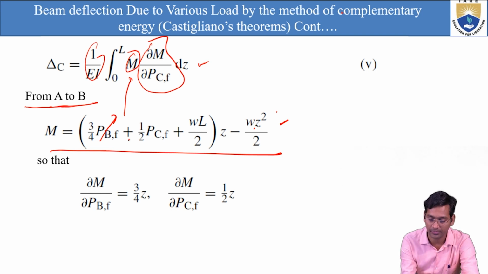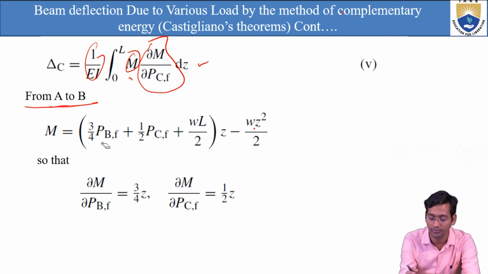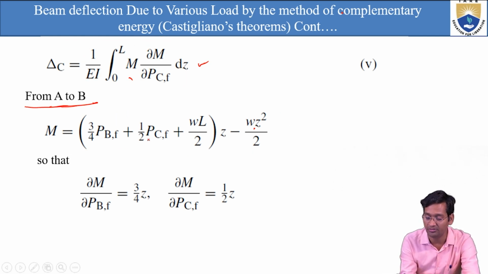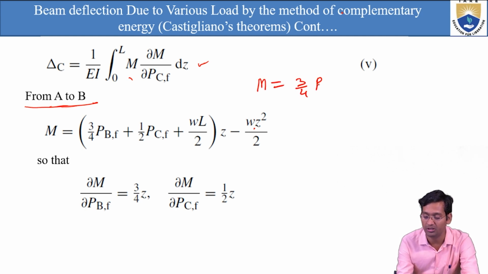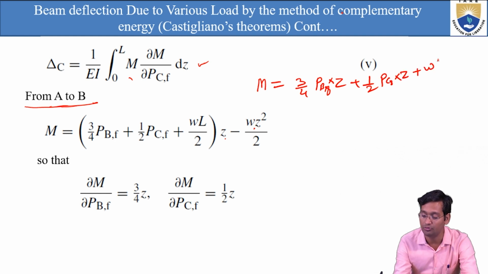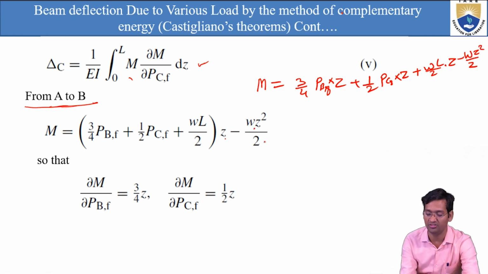Let me first expand this one. So now I am just multiplying inside. So M equals 3 by 4 PBF into this Z, plus 1 by 2 PCF into Z, plus WL by 2 into Z, minus WZ square by 2. So this is after expanding. Now let's differentiate one by one, PBF and PCF.